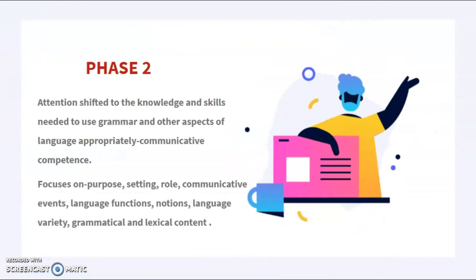Phase 2. The attention shifts to the knowledge and skills needed to use grammar and other aspects of language appropriately, following communicative competence. On the other hand, this phase focuses on purpose setting, real communicative events, language functions, notions, language variety, and grammatical and lexical content.